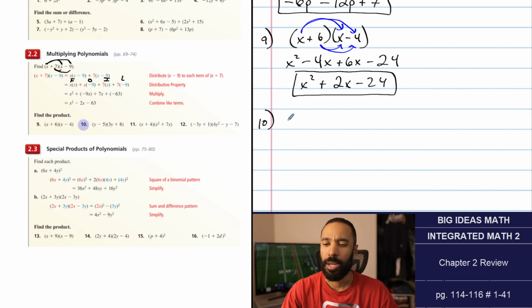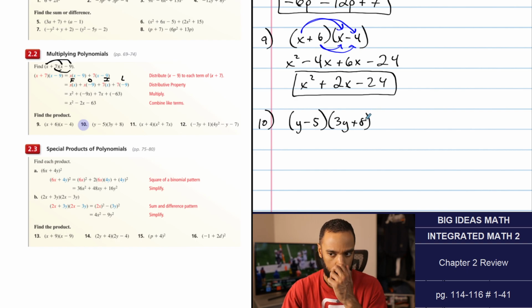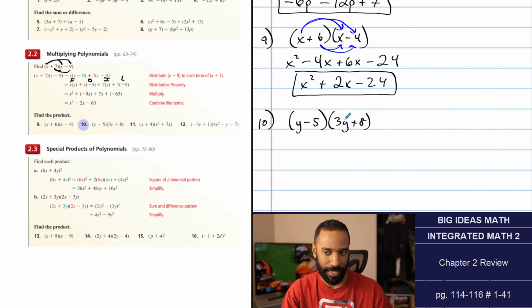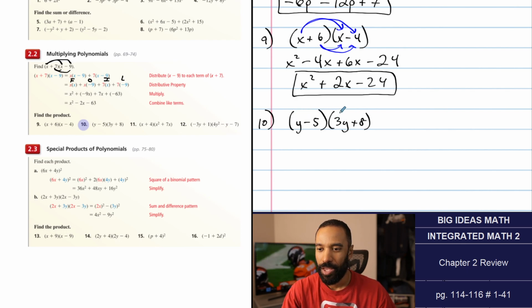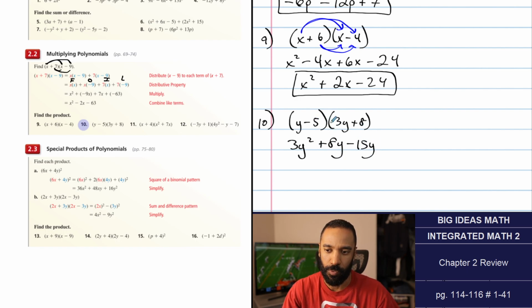In terms of combining. Number 10, we have y minus 5 times 3y plus 8. And once again, the same thing happens with FOIL. Y times 3y, generally I like this one first with the 3, but that's okay. Y times 3y gives us 3y squared. Y times 8 gives us 8y. Negative 5 times 3y gives us negative 15y. Negative 5 times negative 8 is negative 40.